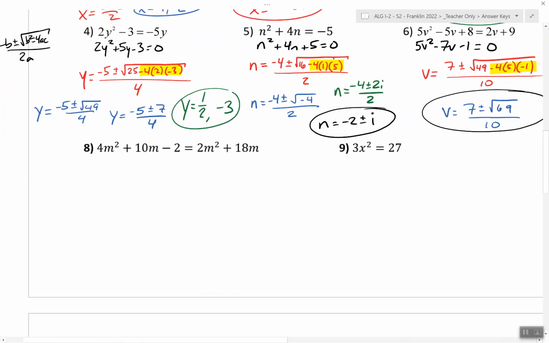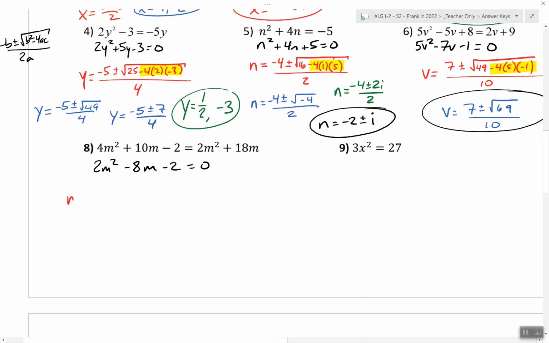All right, number 8. Quite a bit to move. Just two terms again, but we're going to subtract 2m squared and the 18m. So 4m squared minus 2m squared is 2m squared. 10m minus 18m is negative 8m. Minus 2 equals 0. So now that we've moved our other two terms over, we can use the formula.